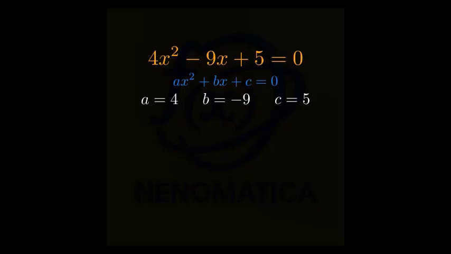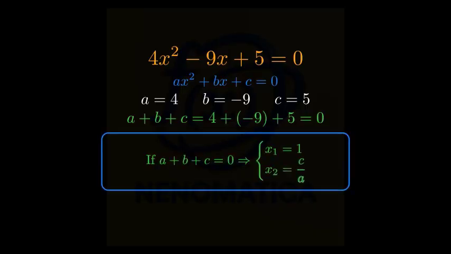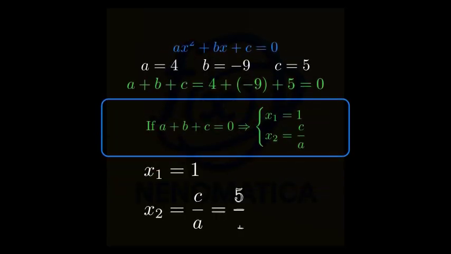Step 2. Check the sum a plus b plus c. 4 plus negative 9 plus 5 equals 0. Great. When a plus b plus c equals 0, the roots are immediately x1 equals 1 and x2 equals c over a. Step 3. Apply the shortcut. x1 equals 1. x2 equals c over a, which is 5 over 4 equals 1.25.